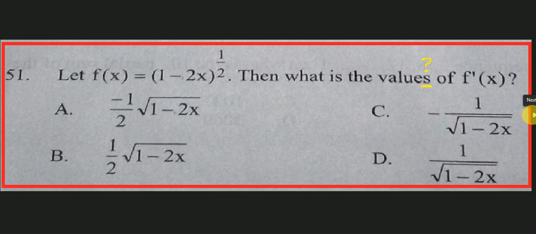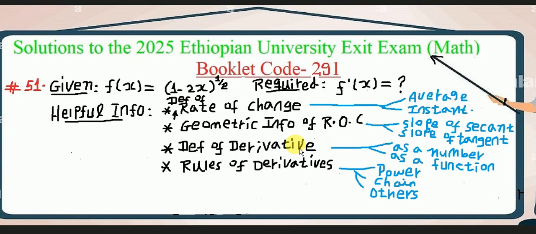Okay, in order to answer this problem, we have to identify what's given. We are given a function, what's required, the derivative function. What helpful information do we need? Definition of rate of change, geometric interpretation of rates of change, definition of derivative, rules of derivatives. It does not mean that we use all these things to solve this specific problem.